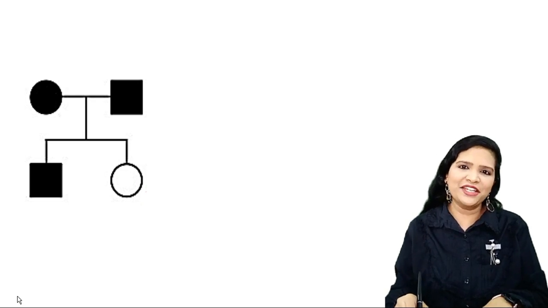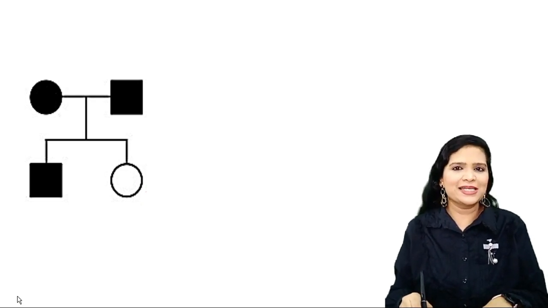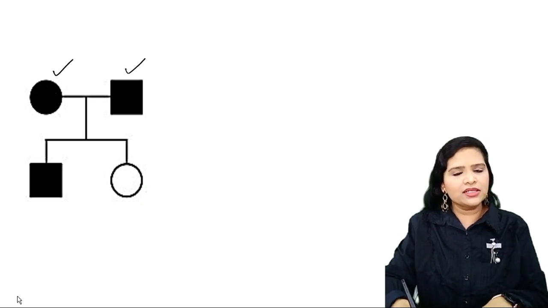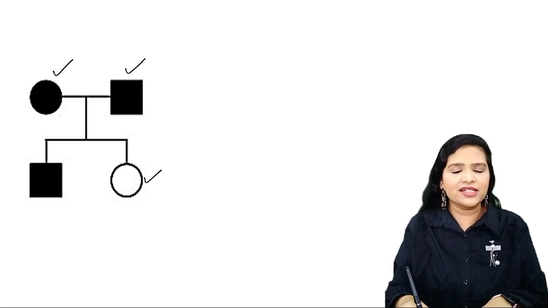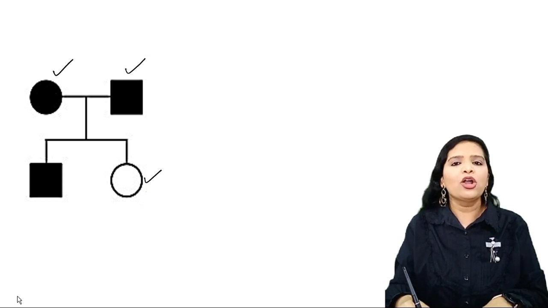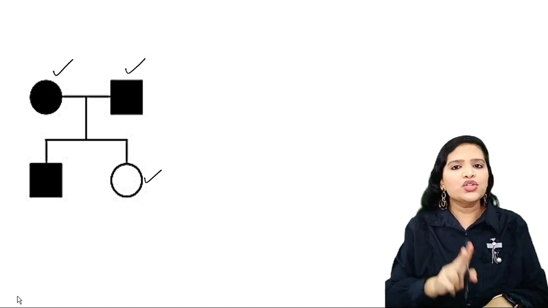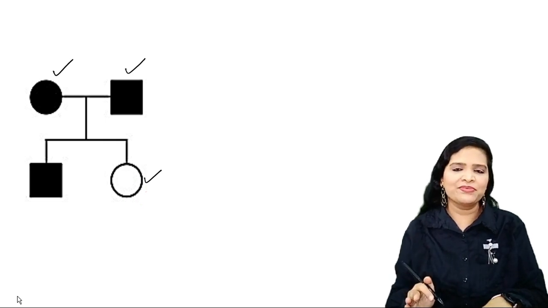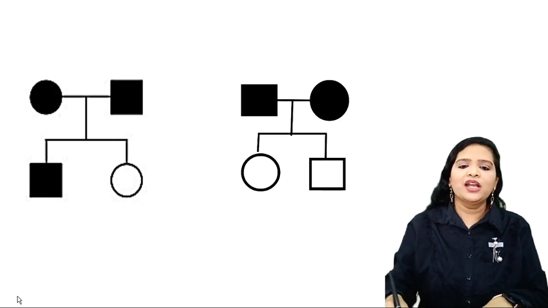Look at this pedigree. What type of pedigree is this? What do you see here? Both the parents are affected, whereas the child is unaffected. So which rule applies? Autosomal dominant. Two affected parents can produce a healthy, that is unaffected, child. Autosomal dominant.